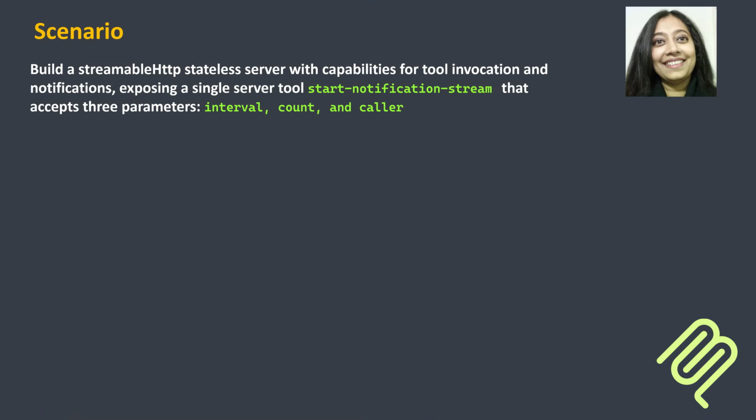Scenario for our lab today. We need to build a streamable HTTP stateless server with capabilities for tool invocation and notifications. So you should be able to invoke a server tool and send notifications using that tool. This particular server needs to expose a single tool, and the name of that tool is Start Notification Stream. This tool will accept 3 parameters: interval, count, and caller.